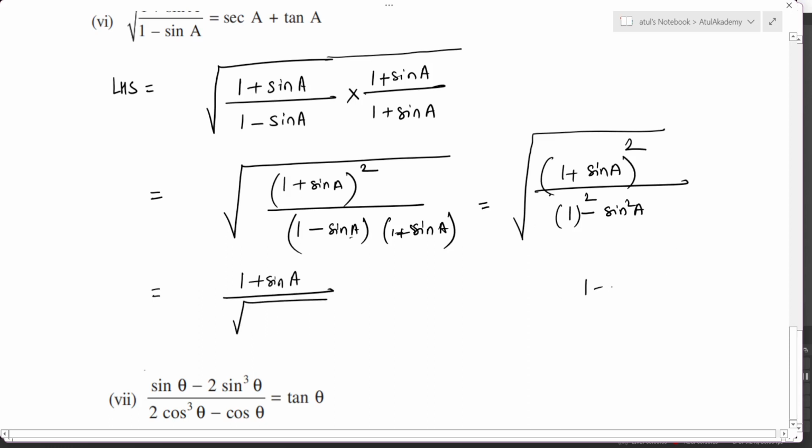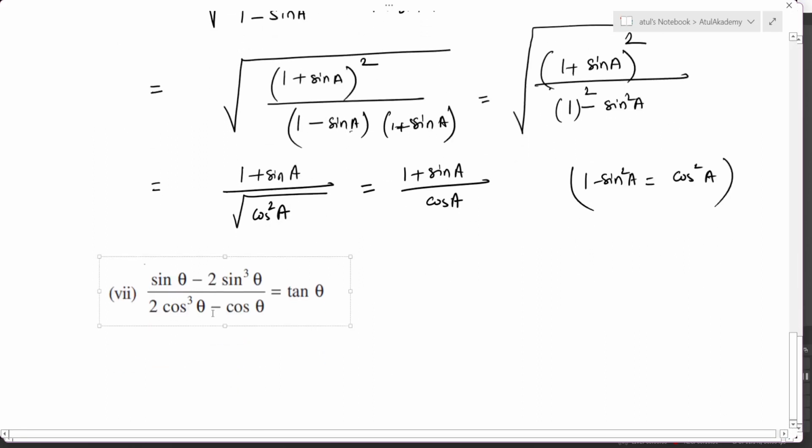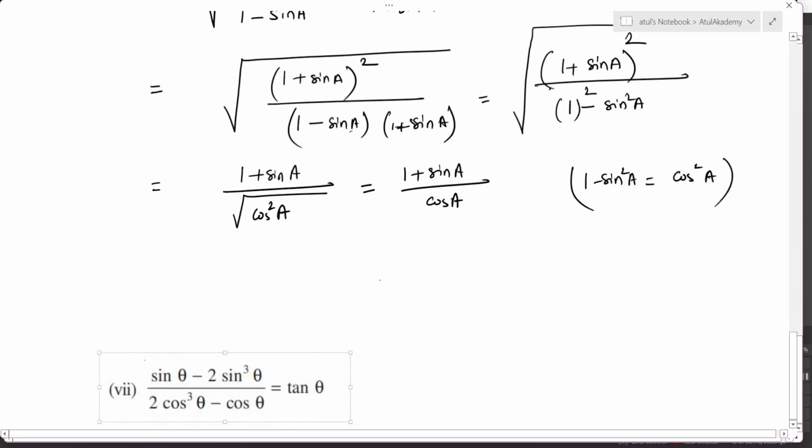So 1 minus sine square A is cos square A. This is what I'm going to use over here, so I'll write it as cos square A. Now square root of a square is the number itself, so it will be only cos A. So I'm left with 1 plus sine A divided by cos A.